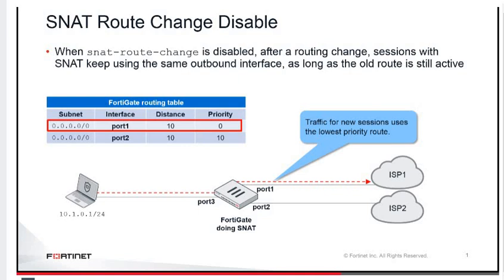The 2 default routes are the same distance but have different priorities. The route with the lowest priority, port 1, is the primary. When both ISP connections are up, the primary route is selected by FortiGate for Internet traffic. So all sessions to the Internet are created using port 1 as the outbound interface.